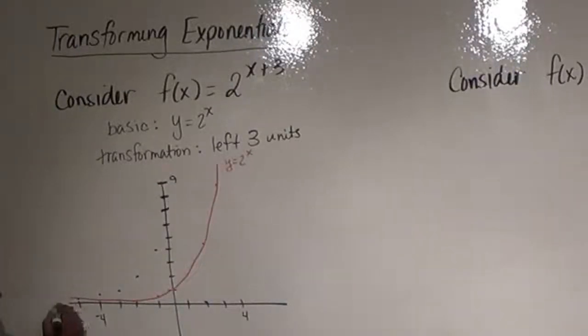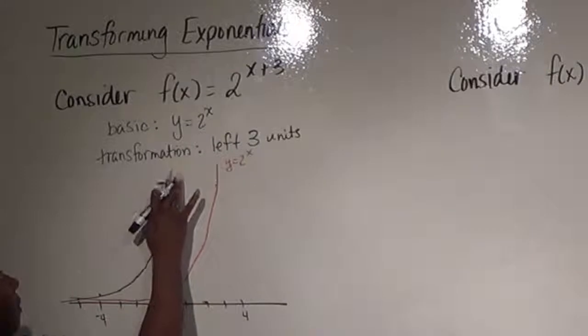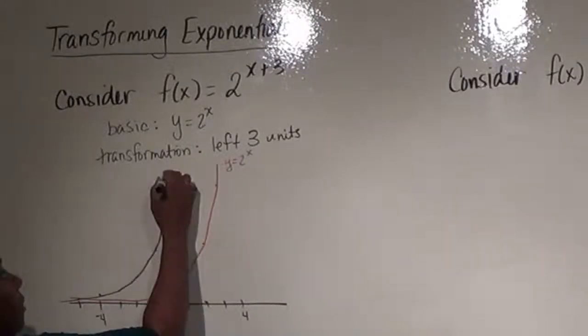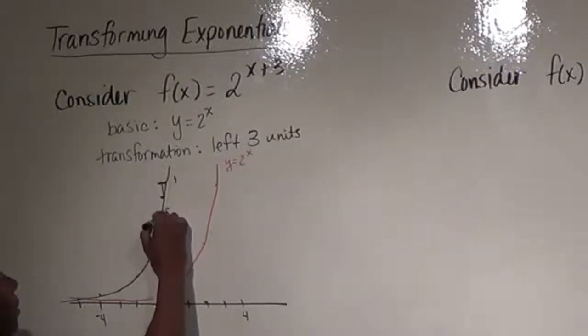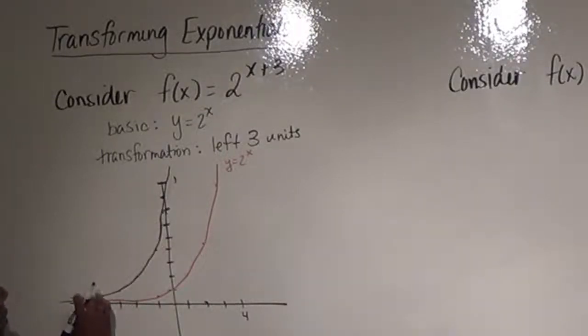Okay. So we're still getting the same curve, still same shape, I should say. Apparently I can't draw straight lines through points. There we go. So same shape, just shifted over by 3 units.